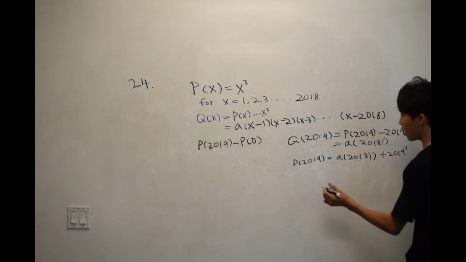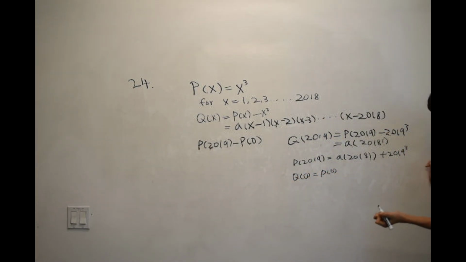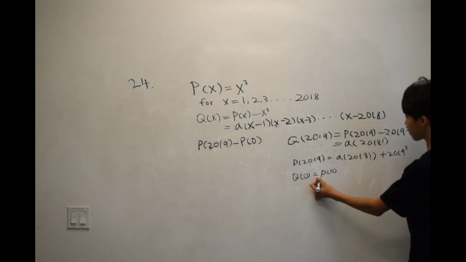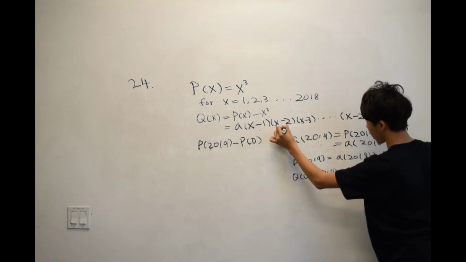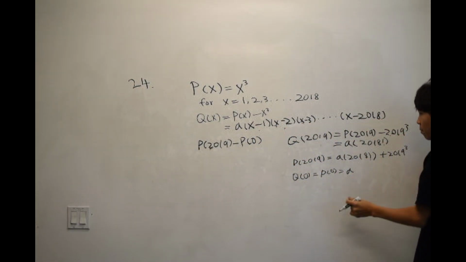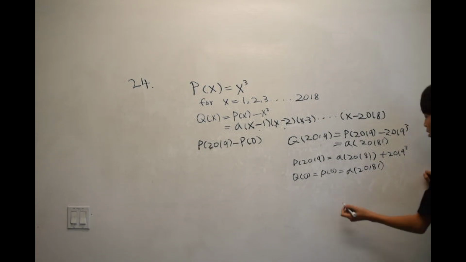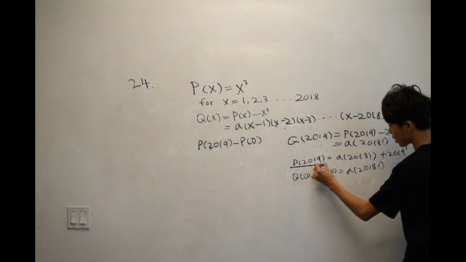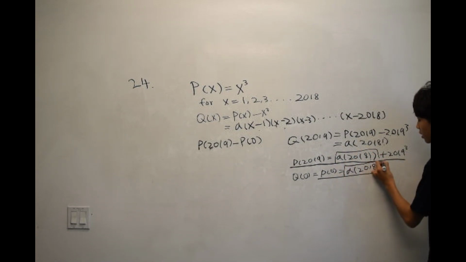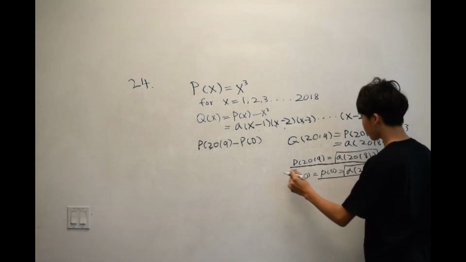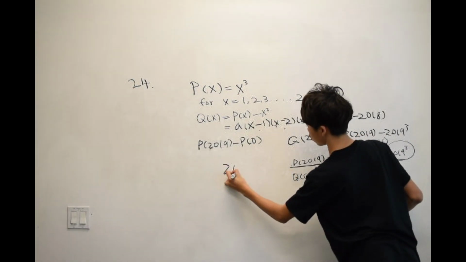2019 cubed. And if you do the same thing for Q(0), that's P(0) minus 0 cubed, but 0 cubed is 0, so it's just P(0), which is also a times (minus 1)(minus 2)(minus 3) until minus 2018. Since this is an even number, the minus signs cancel out, so it's going to be 2018 factorial. So we know P(2019) is that, and P(0) is this, and a times 2018 factorial is in common. If we subtract these, they cancel out, and the only thing left is 2019 cubed.